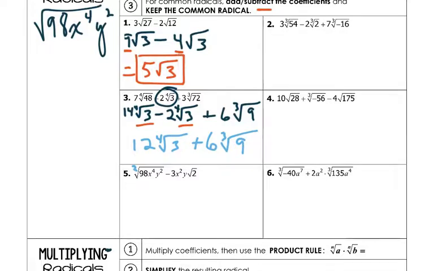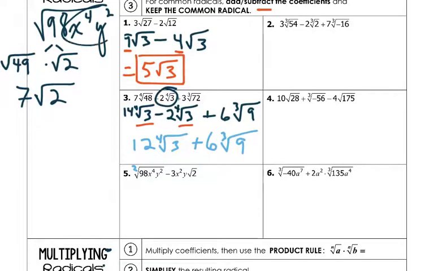So is there any perfect square inside of 98? Good, 49 is the right answer. Great job. So what I'm going to do here is take this and make this the square root of 49 times the square root of 2. What's the square root of 49? It is 7, times the square root of 2. So we are left with 7 square root of 2.